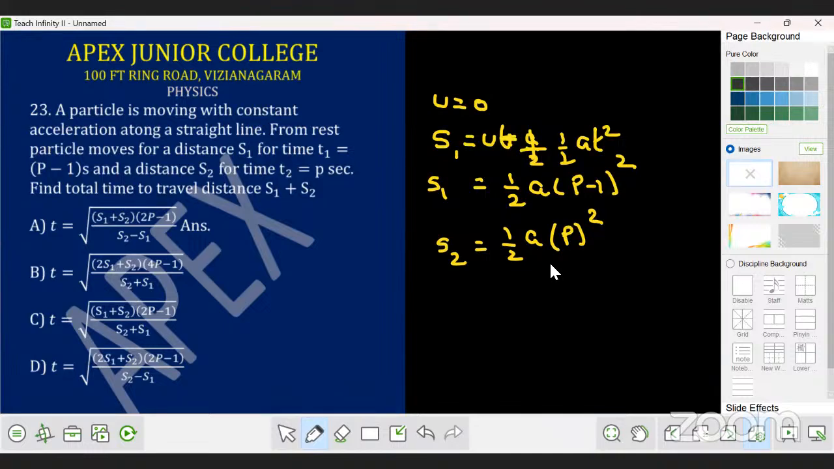Okay, then if the distance is s1 plus s2, from these two equations we can easily calculate the acceleration value, because the final answer you have to calculate is for s1 plus s2. That is also nothing but half a t square. If you know the a value, then only you can calculate the t value. So first you have to find out the acceleration value here.